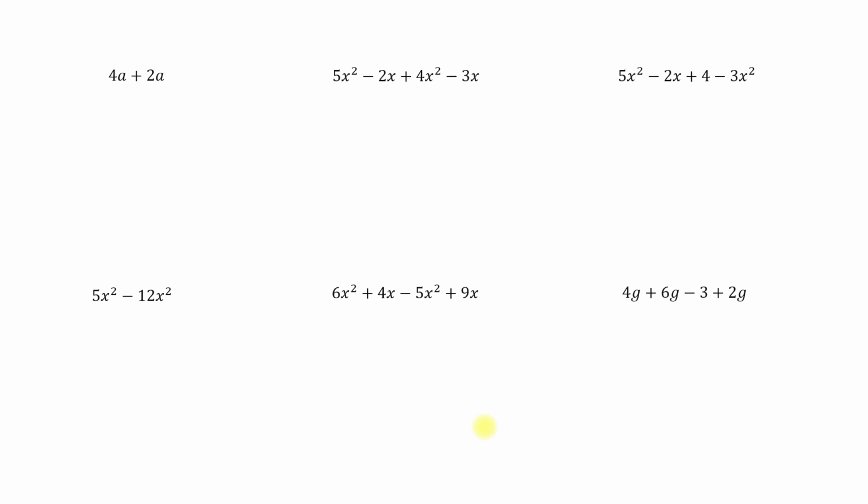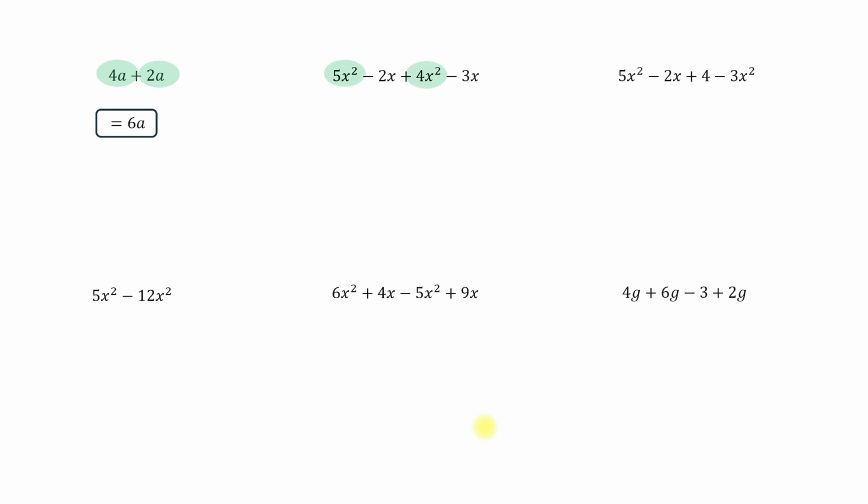4a plus 2a. We want to simplify that. They're both like terms, so we can add them together, giving us 6a. The next question, 5x squared minus 2x plus 4x squared minus 3x.